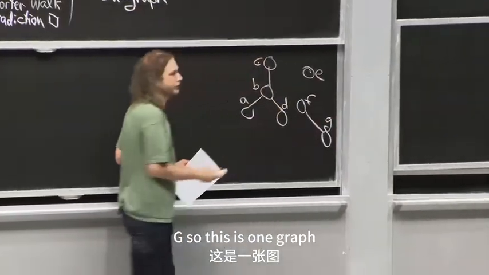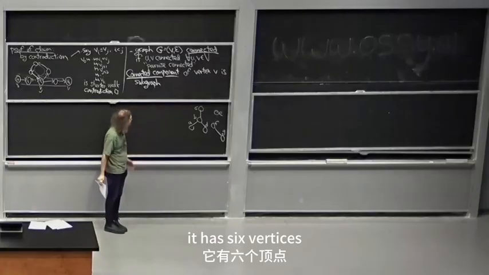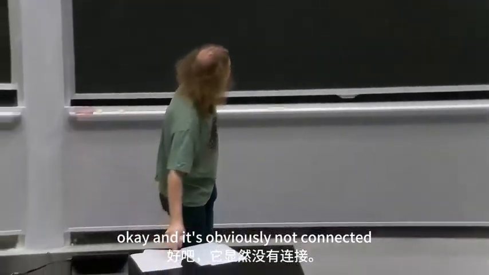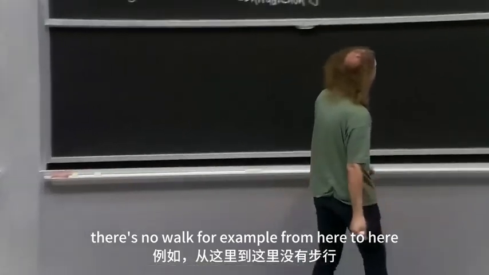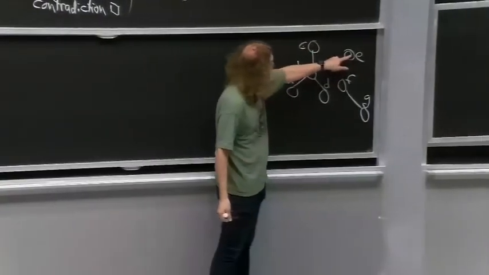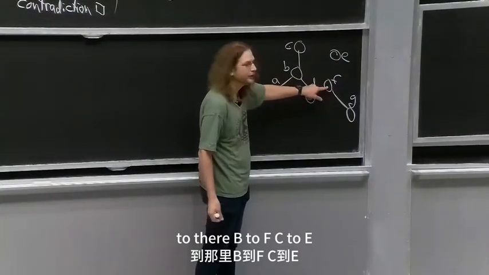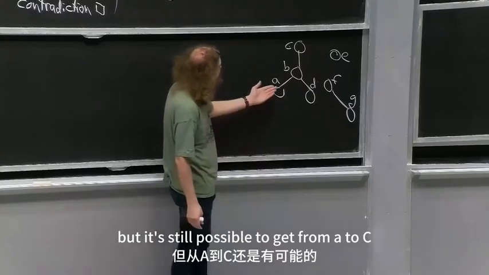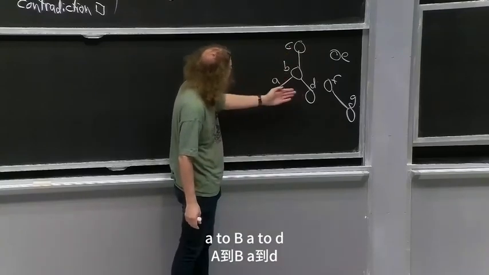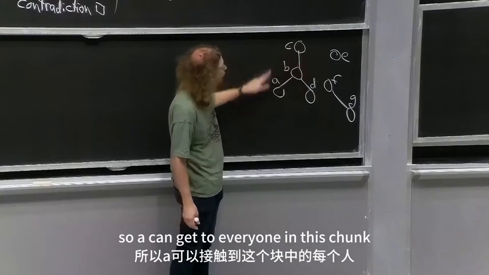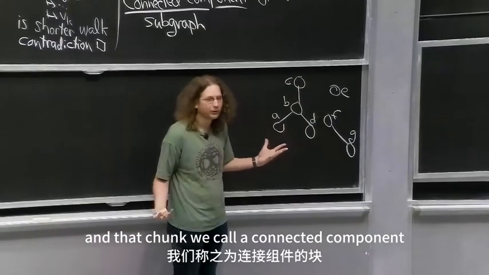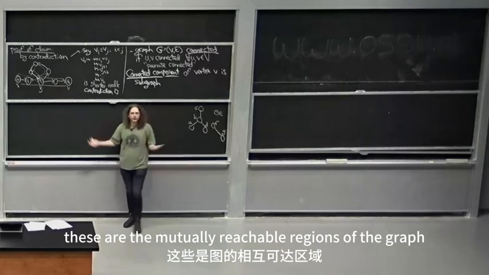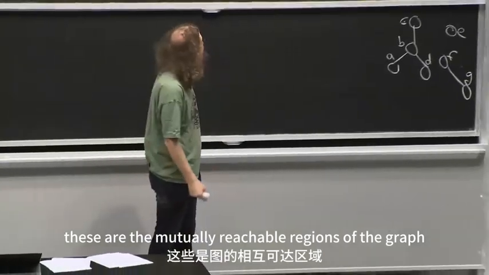So this is one graph. It has 6 vertices, 4 edges. Okay, and it's obviously not connected. There's no walk, for example, from here to here, or from here to there, B to F, C to E, whatever. But it's still possible to get from A to C, A to B, A to D. So A can get to everyone in this chunk, and that chunk we call a connected component. So in this graph, there are 3 connected components. These are the mutually reachable regions of the graph. Okay?